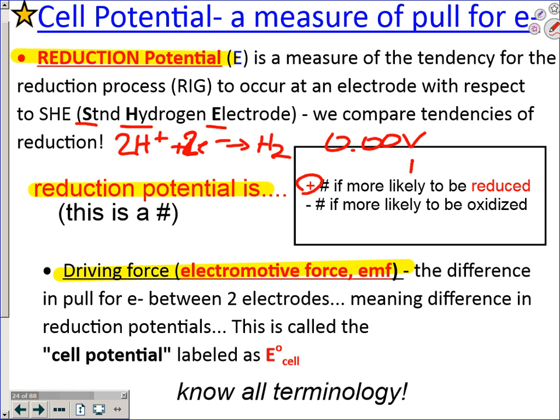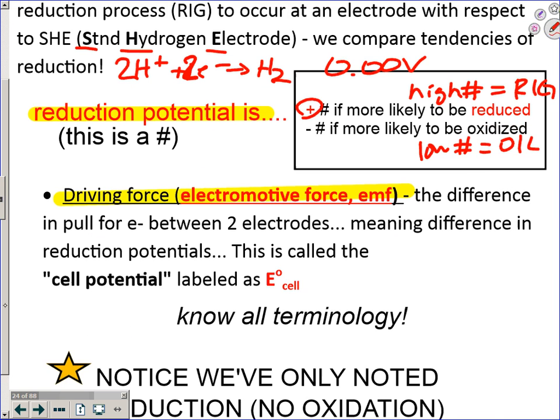So that's why I'm always saying the higher number is going to be the reduced side, the cathode, and the lower number is going to be the oxidized side, or the anode. That's how we can pick if we're not told, hey, I'm the anode, you're the cathode. We have to pick our own. We do it based on reduction potentials.